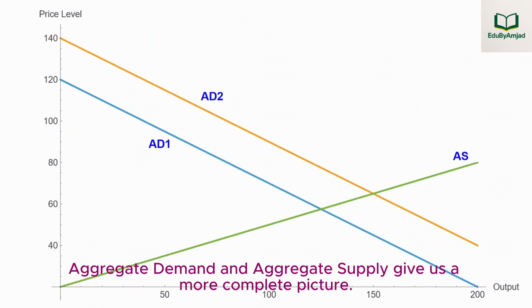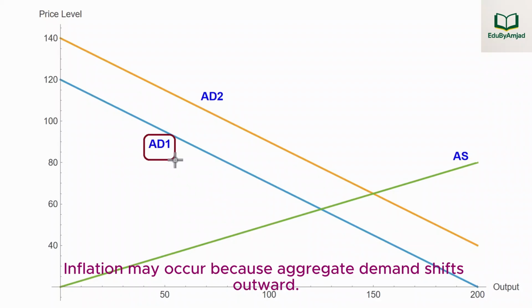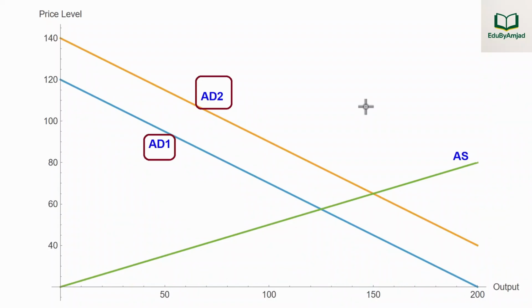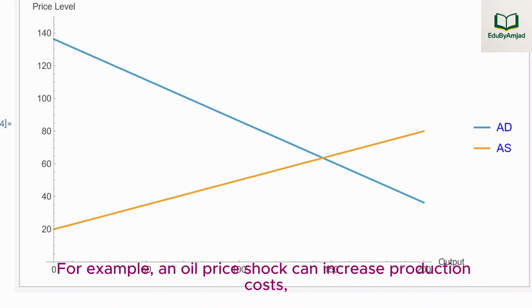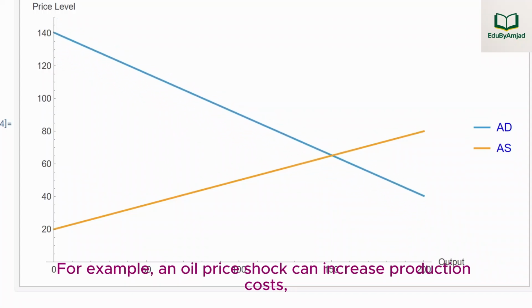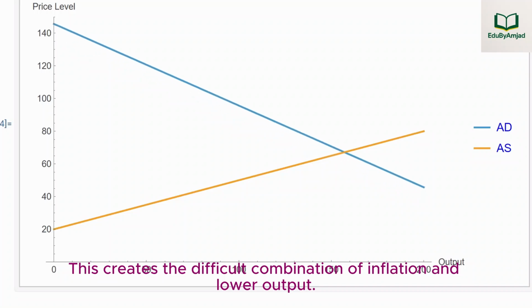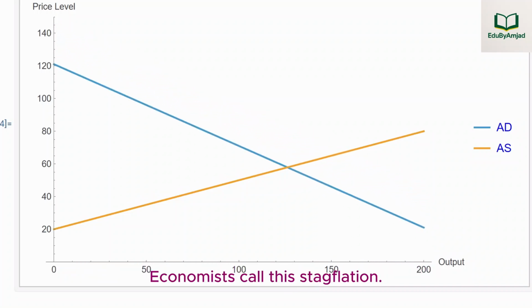Aggregate demand and aggregate supply give us a more complete picture. Inflation can emerge in two major ways. Inflation may occur because aggregate demand shifts outward. Or inflation may occur because aggregate supply falls. For example, an oil price shock can increase production costs, reduce output, and raise prices at the same time. This creates the difficult combination of inflation and lower output. Economists call this stagflation.